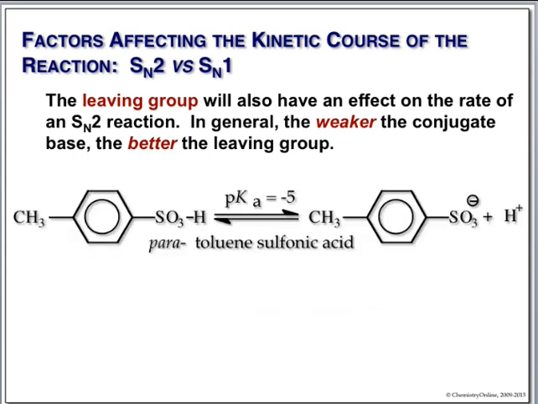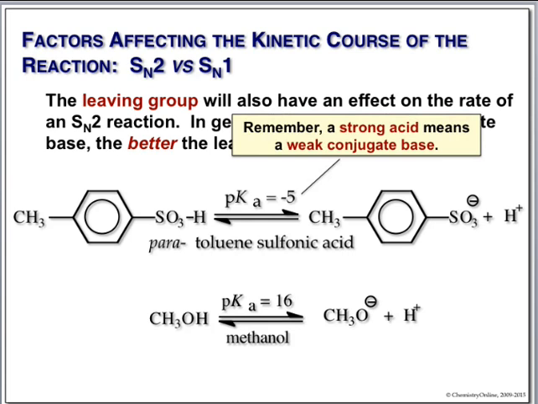This is toluene sulfonic acid. Again, it is the organic equivalent of sulfuric acid, forms a toluene sulfonate anion, pKa of about -5. Very strong acid, that means that this is a very weak base. Wonderful leaving group. Tosylates are used as leaving groups all the time in organic. Methanol, methoxide, pKa of 16 versus -5. This would be a lousy, lousy leaving group.